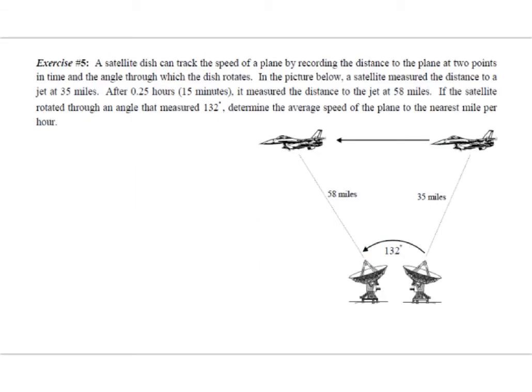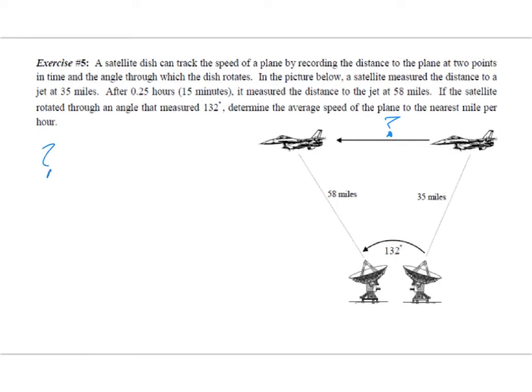All right, here we've got a satellite dish, and we've got a problem where we're trying to figure out what's going on with a jet. And we've got an angle, we've got two sides. I don't see any right angles, so this is not right triangle trig. I don't have opposite information, so this is going to be another law of cosines thing. The first thing I've got to do is to figure out this distance so I can then figure out the average speed. So let's do that.